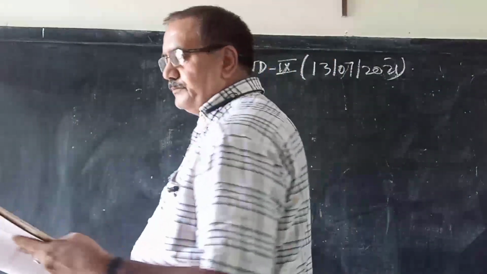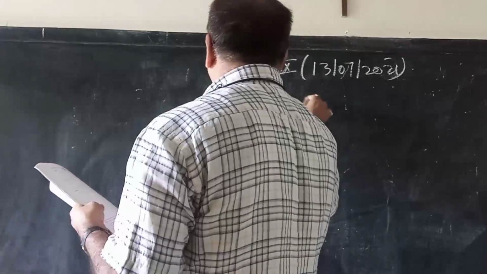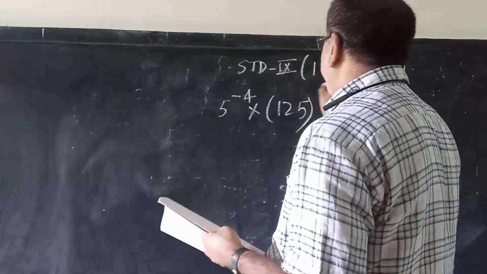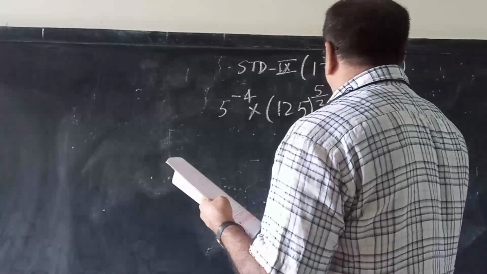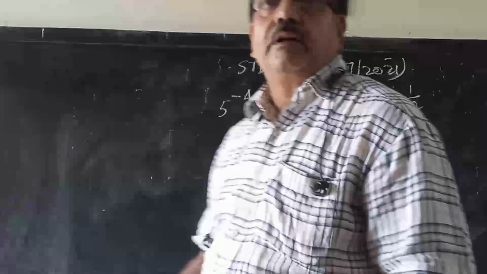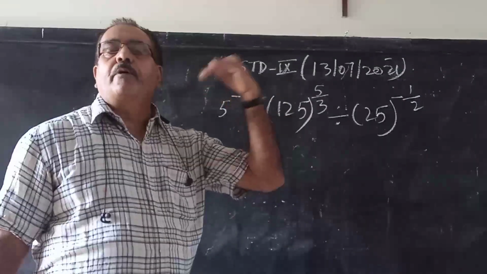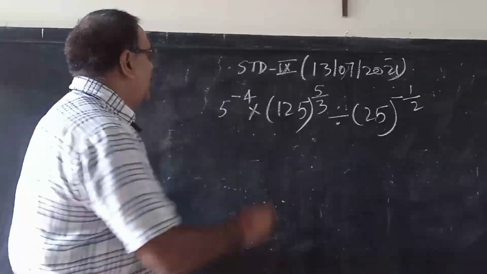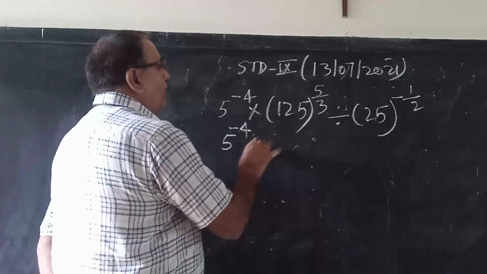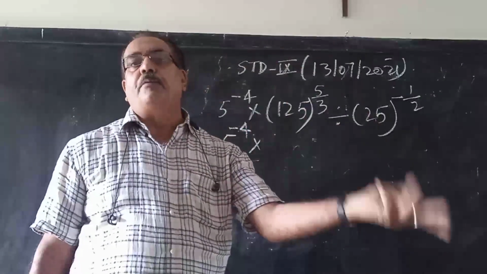First, 5 to the power minus 4 into 125 to the power 5 by 3, divided by 25 to the power minus 1 by 2. So what do you have to do? You have to write the number as a power of a prime number. Here 5 is already a prime number, but 125 you have to write as a power of a prime number. So 125 becomes 5 to the power 3.